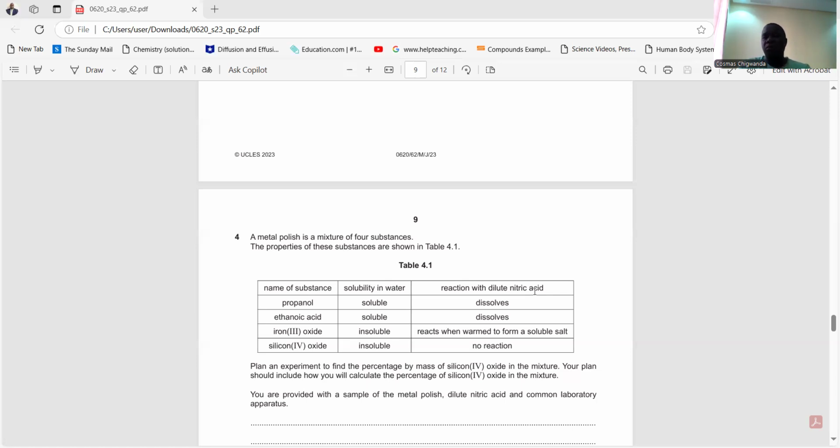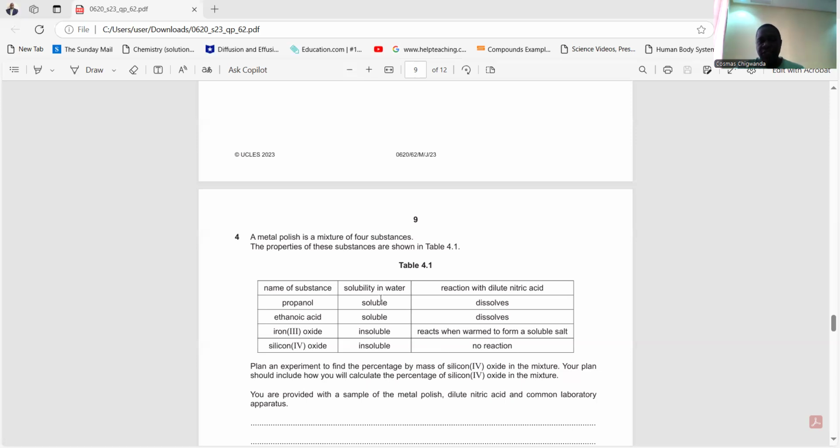Once again, this is a metal polish. It contains propanol, ethanoic acid, iron 3 oxide, and silicon 4 oxide. In water, propanol is soluble, ethanoic acid is insoluble, and iron 3 oxide is also insoluble in water. But what you need to do is find a method, maybe a physical method, which will isolate silicon 4 oxide. The very first topic that you do in chemistry has to do with methods of separation. So these are the methods that we're going to play around with until we can isolate silicon 4 oxide.